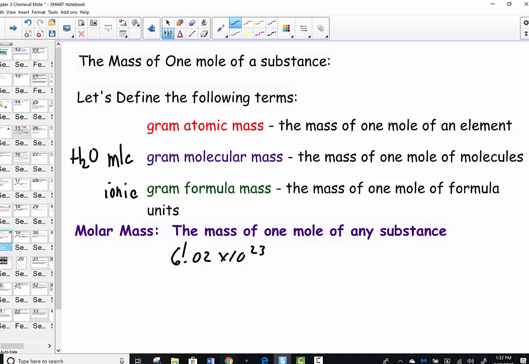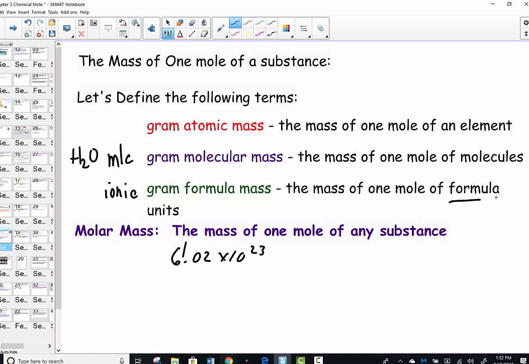Well, the secret still lies on the periodic table. I have 2 H's and an O. How much would you need to weigh out? Well, each hydrogen would contribute 1.008 grams. There's 2 of them. And an oxygen is essentially 15.999. I'd call it 16. I'd weigh out 18 grams of water to get 1 mole of water molecules. Gram molecular mass, molecules.